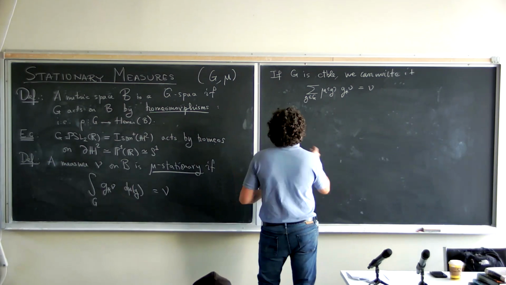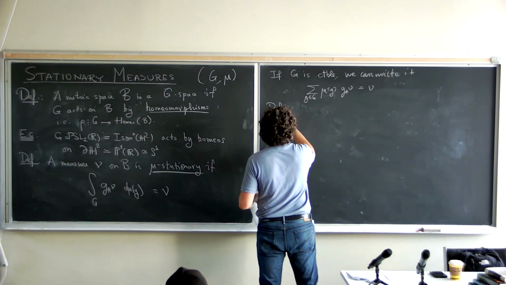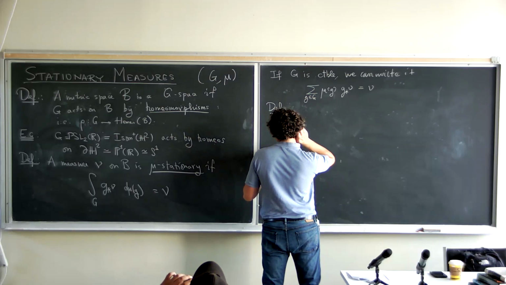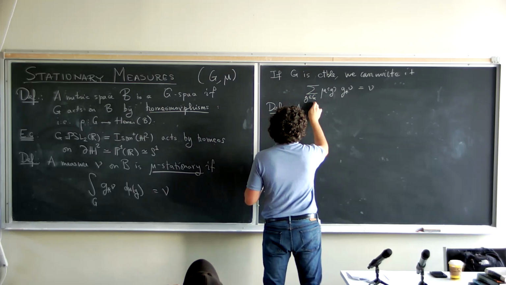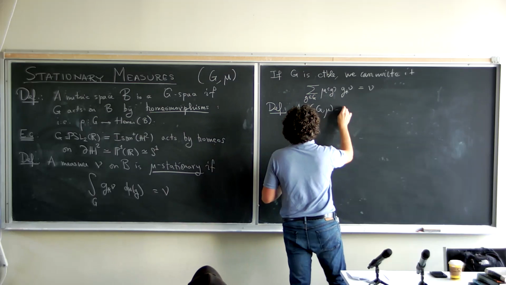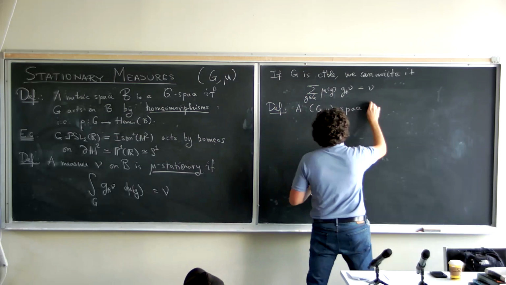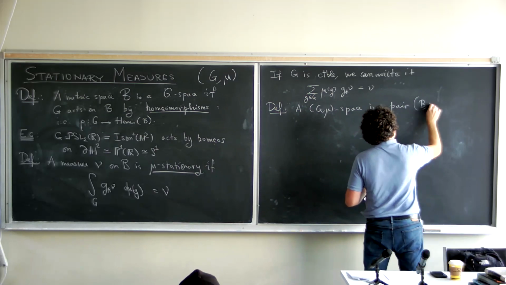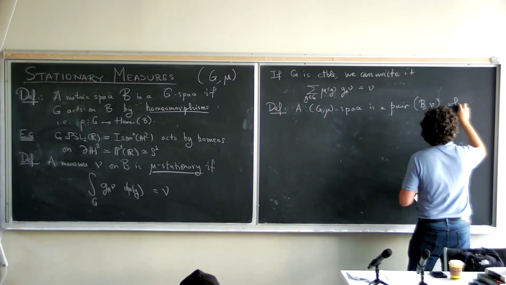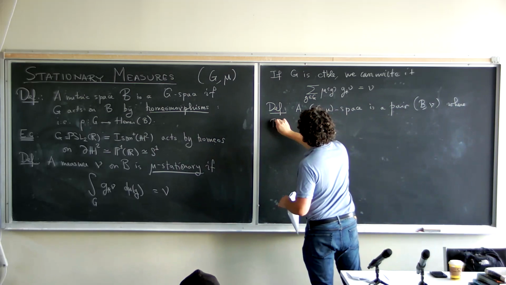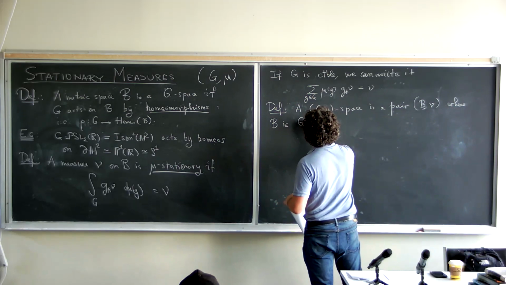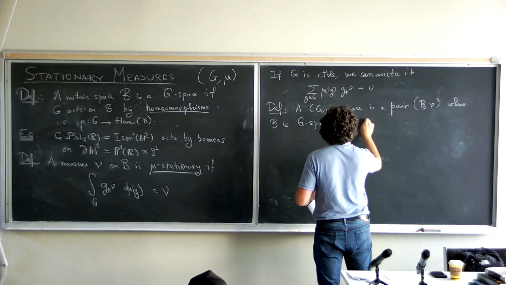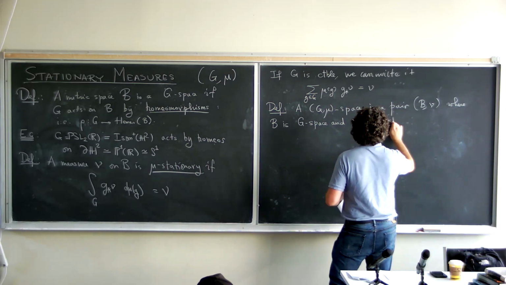Okay. And in fact, the next definition is that a G-mu space is a pair of B and nu, where B is a G-space and nu is mu-stationary.